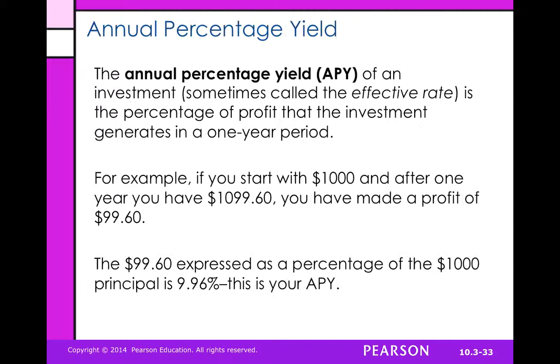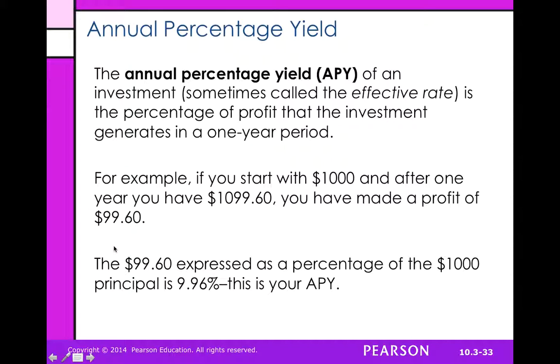Now, let us move on to APY. The annual percentage yield of an investment, sometimes called the effective rate, but more often called the APY, is the percentage of profit that the investment generates in a one-year period. So, suppose you invest $1,000. After 1 year, you have $1,099.60. You made a profit of $99.60.